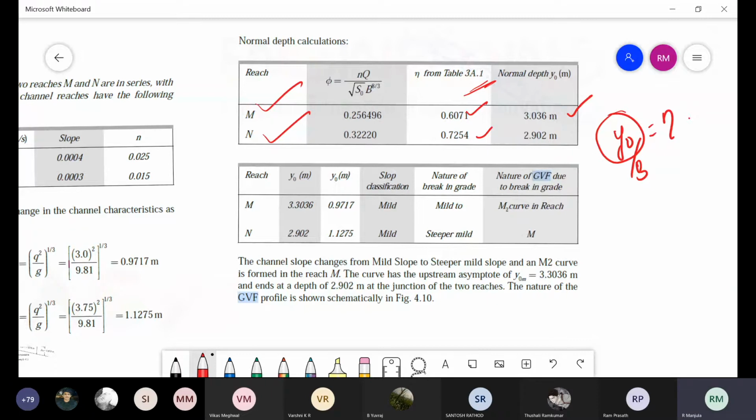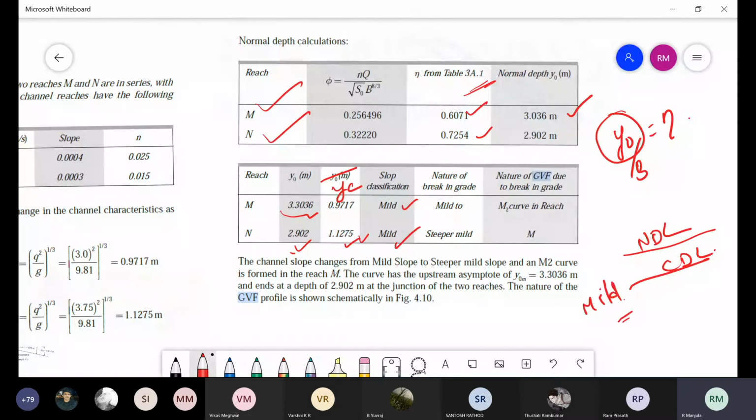Okay, now what is the slope classification? Here your y0 is 3.3 and yc is 0.97117. At the other section, y0 is 2.9 and yc is 1.12. So yc is less than y0, hence it is a mild slope. Here also yc is less than y0, so the slope classification is mild, because your critical depth line is lower than your normal depth line. This is only possible for a mild slope.